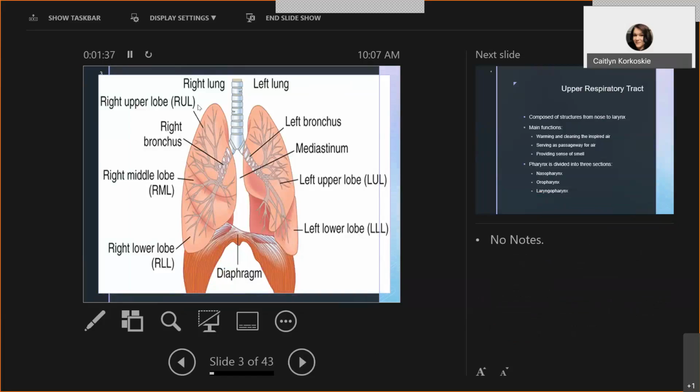But this is the anatomy of your lungs here. So you have the upper and lower lobes. It's broken up almost the same way as the heart has four different chambers. It's almost like the lungs have four different lobes. So you have the right upper lobe, the right lower lobe, the left lower lobe, and the left upper lobe too. The left upper lobe is not as high as the right side, and the reason is that on the left side you have to make room for your heart to sit in that area.